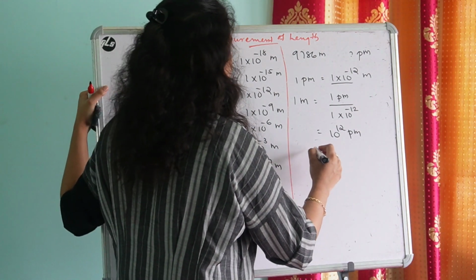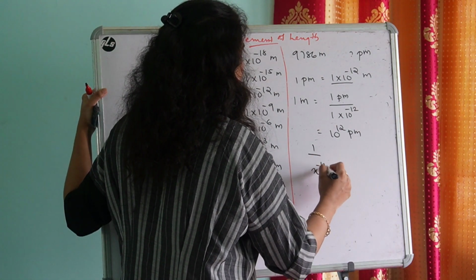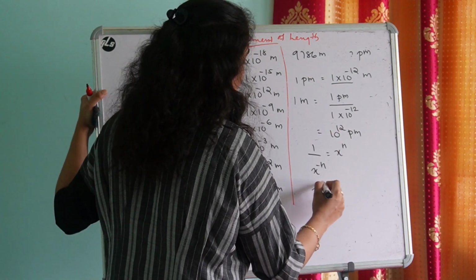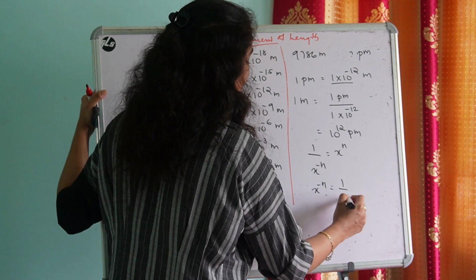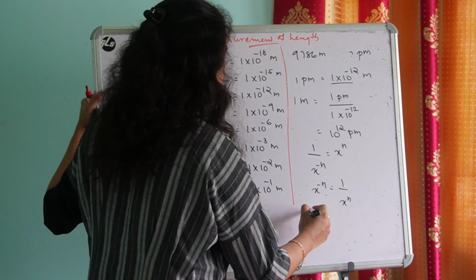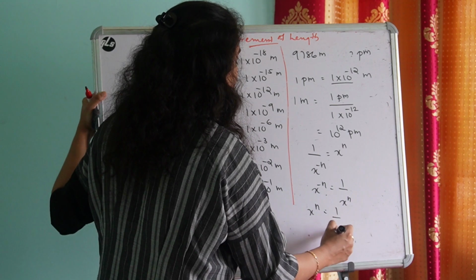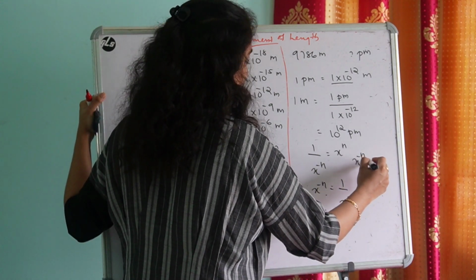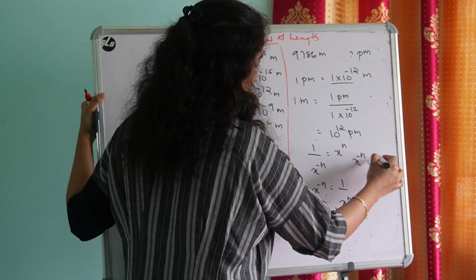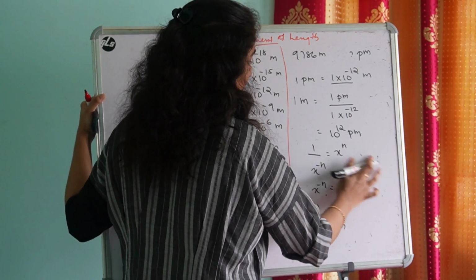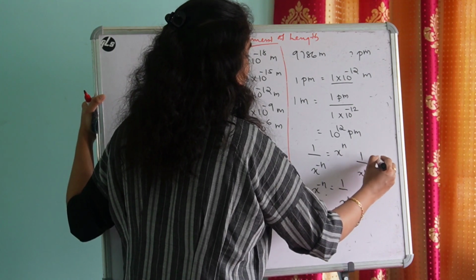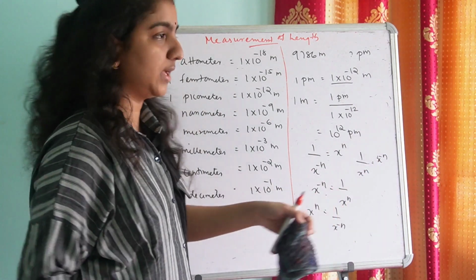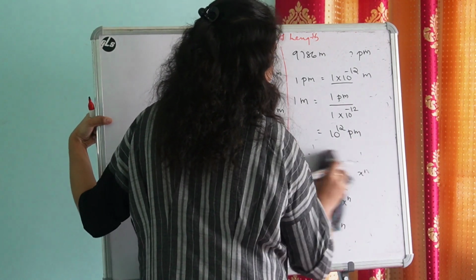There is a rule in maths, that is 1 divided by x power minus n is equal to x power n, or else x power minus n is equal to 1 divided by x power n. And again x power n is equal to 1 divided by x power minus n. And also there is one more rule, 1 by x power n is equal to x power minus n. These are some important rules in exponents. Yes. Again, is it clear?